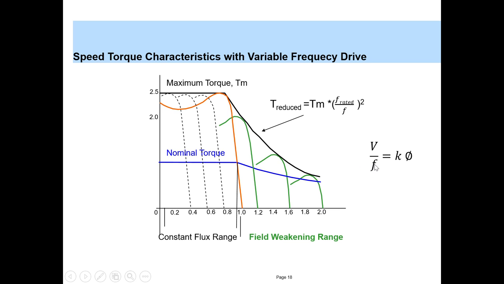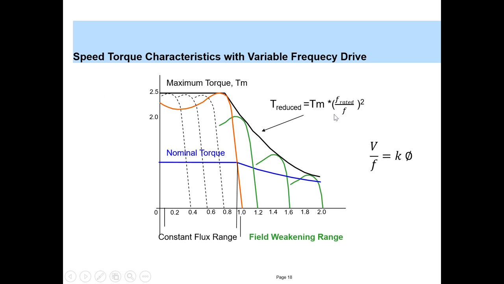So when you increase the frequency, this flux reduces, which means the torque reduces. So reduction of flux leads to field weakening. Hence we call this the field weakening region. And next, the torque gradually reduces following this curve. And if you were to predict how much the reduced torque would be, if you say maximum torque is Tm, then reduced torque is equal to Tm into F rated, which is the rated frequency, generally 50 Hz in India or 60 Hz in the US, divided by the frequency at which you are operating, the whole squared.